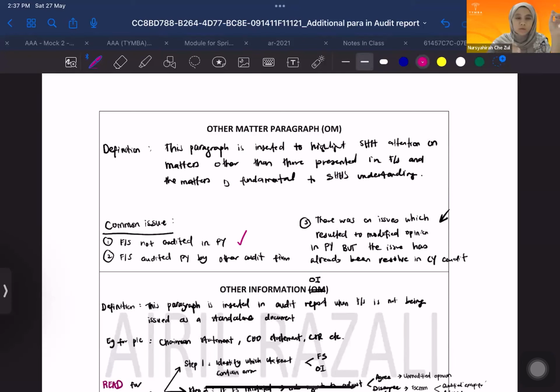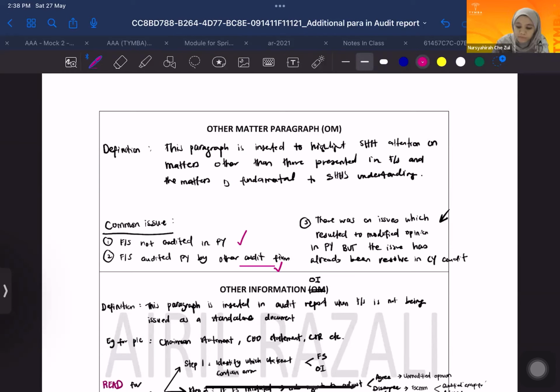So OM is basically a place where you dump all the information that you want to communicate with your user, but it doesn't meet the criteria of EOM, KAM, OI, and so on. Example number two in AA: the prior year FS was audited, but by another audit firm, meaning that we are the new auditor. We want to communicate this to the user. It doesn't meet the requirement of KAM, EOM, whatever, so we put it under OM, other matters.